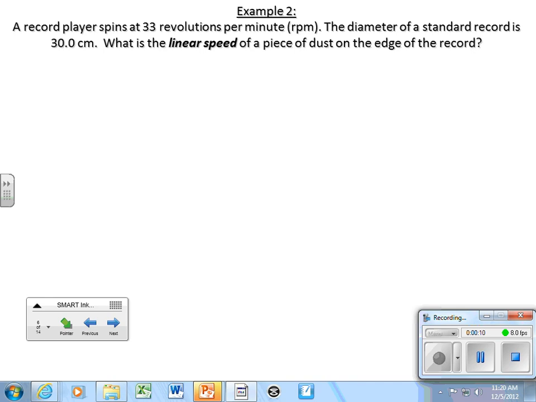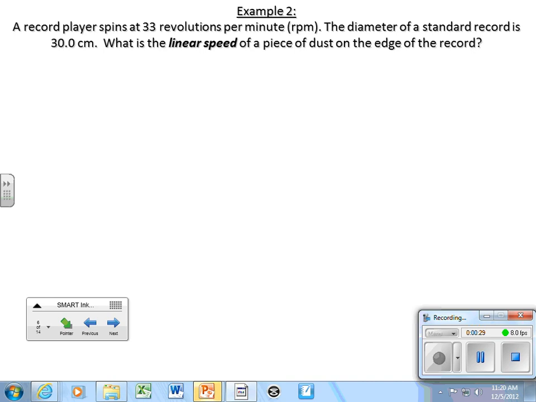So you all went through this problem for homework. You've already had a few minutes to look over your solutions, and I'll show you my solution. We'll see how you did. So, a record player spins at 33 RPM. Diameter is 30 centimeters. What's the linear speed of a piece of dust on the edge of the record?